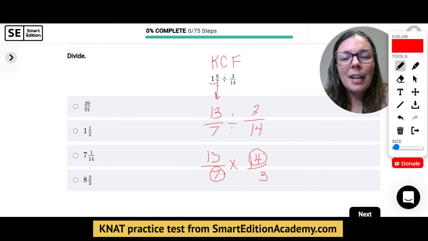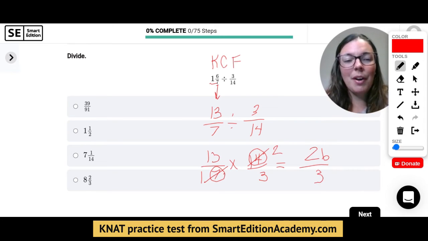Because 7 and 14 share a factor, right? They're both divisible by 7. I can divide this by 7 and this by 7. And now I can multiply across the top and across the bottom. And it's a little bit easier to simplify.